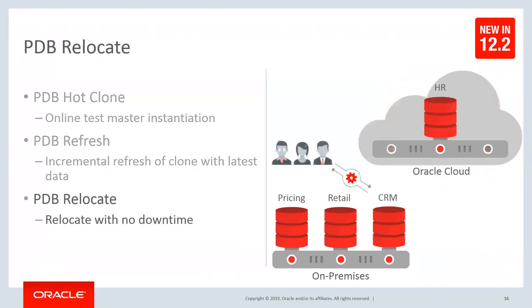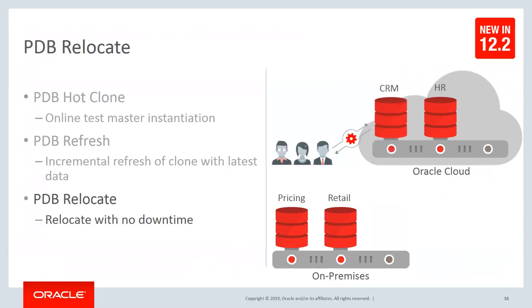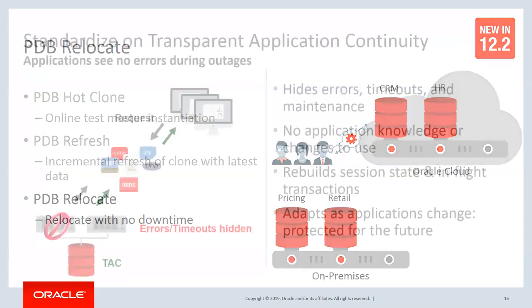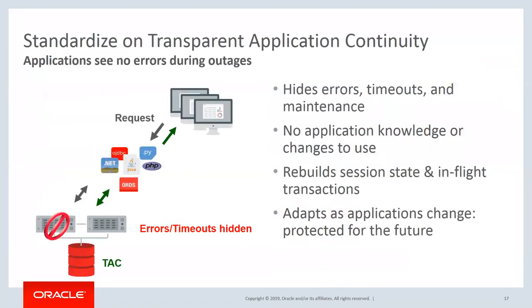PDB relocate is very, very easy if you do not want to have any downtime. So if you have two systems available and one of the systems needs maintenance or some other function, you can actually move that pluggable database and plug it into another system and have your customers relocate to that other system without downtime. Without downtime is done using transparent application continuity. And again, this is a feature without any additional licenses.